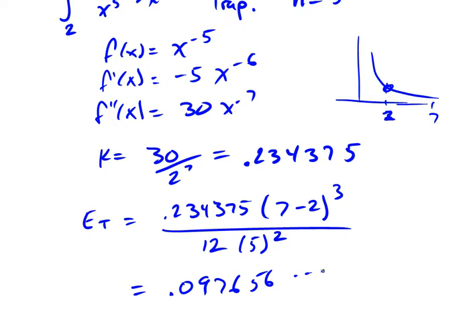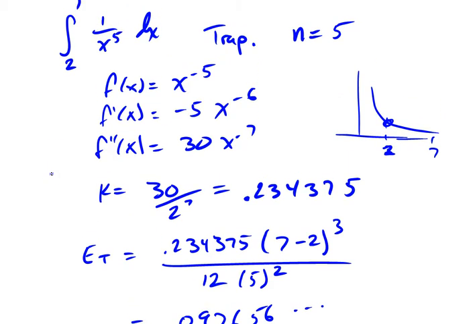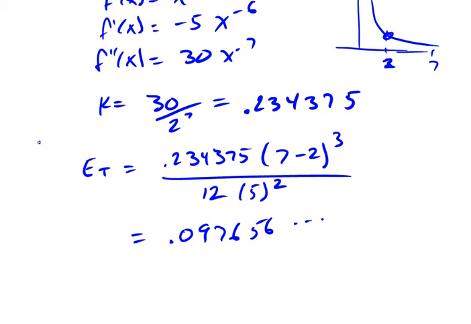So whatever I get when I use the trapezoid rule with n equals 5, I know that my estimate of the area is no more than 0.09 away from the actual answer. So if I came up with an answer of 7, I know that the answer is somewhere between 6.9 and 7.1, right? Whatever it is, this is the amount of error at most that I might have. Okay?